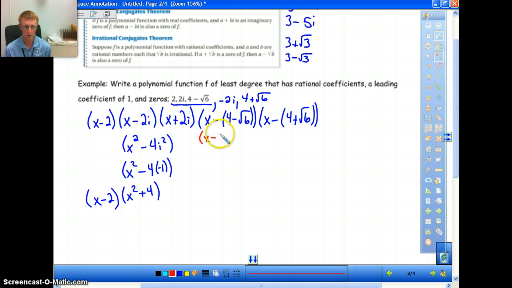x minus 4, and then this would be plus square root of 6, because all I did was distribute this negative through. And then here it would be x minus 4 minus the square root of 6. So here's what we're going to do.